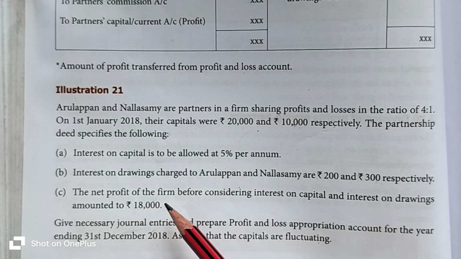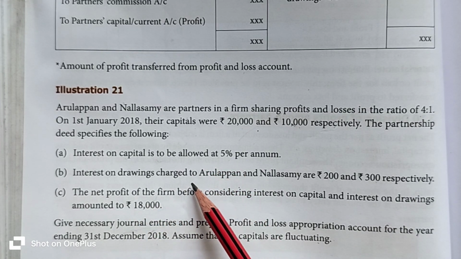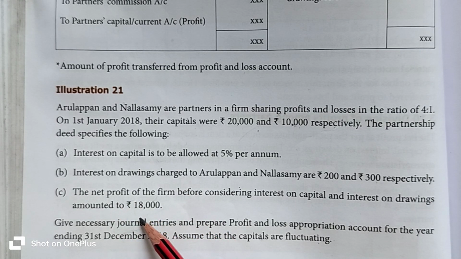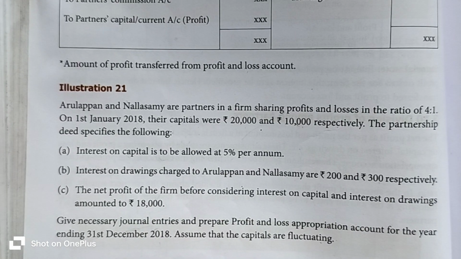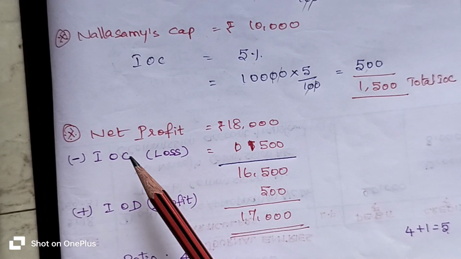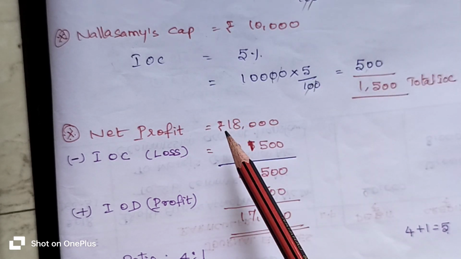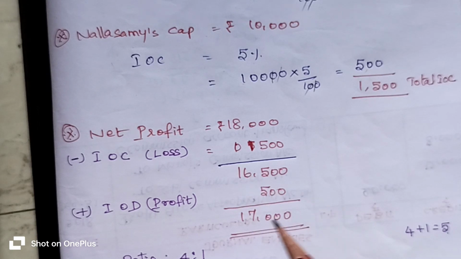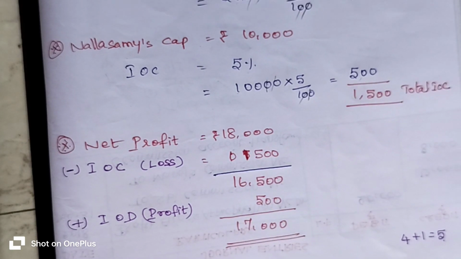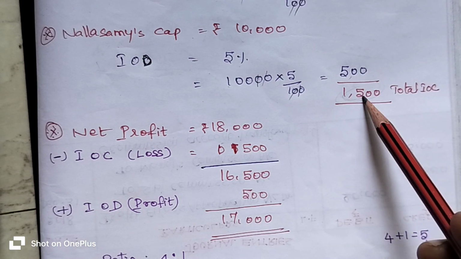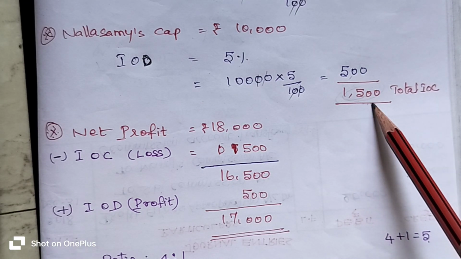So before charging the interest on capital and the interest on drawing, the net profit is 18,000 rupees. Okay, so what do we have to do? For this 18,000 rupees net profit, we have to make the calculation. What is the net profit? Net profit is before charging the interest on capital and before charging the interest on drawing, the net profit is 18,000 rupees.